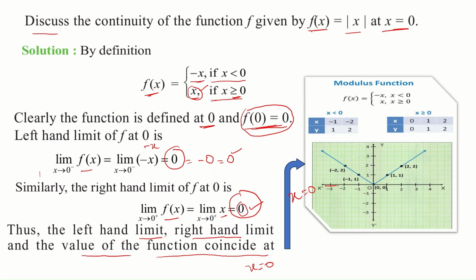When I give a negative value, the output is also a positive value. When we approach from the negative side, it approaches 0 only. If we approach from the right side, from the positive side to 0, it also approaches 0. If we draw the graph, it will be continuous. There is no discontinuity in this graph. Therefore this function is continuous at x equal to 0.